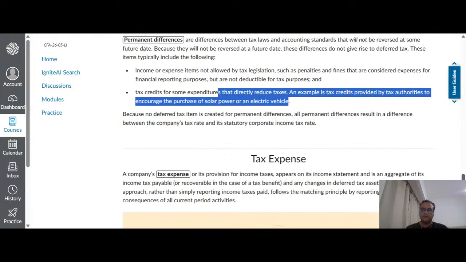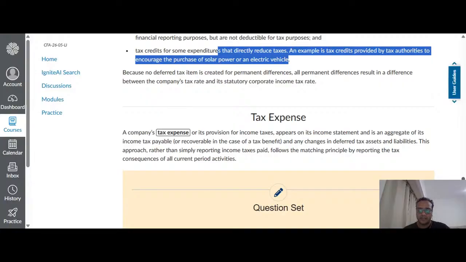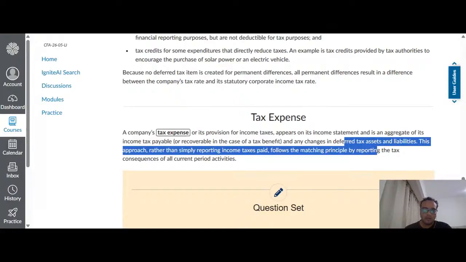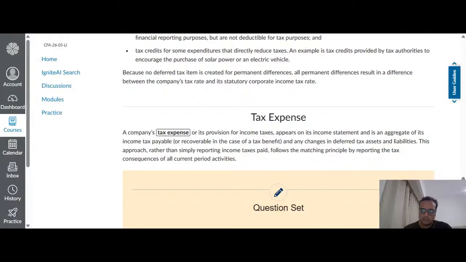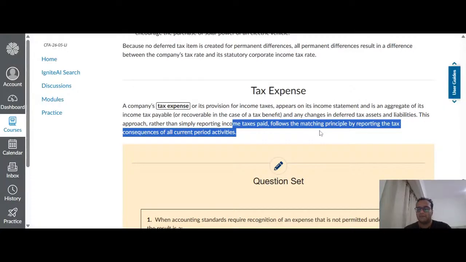And when we speak of tax expenses, the company's tax expense or provision for income tax appears on the income statement and is the aggregate of the income tax payable or recoverable and any changes in the deferred tax assets and liabilities. This approach, rather than simply reporting income tax paid, follows the matching principle by reporting the tax consequences of all current period activities. That's good.